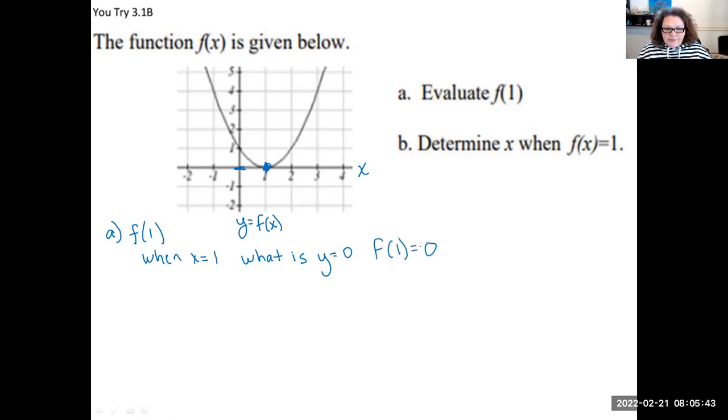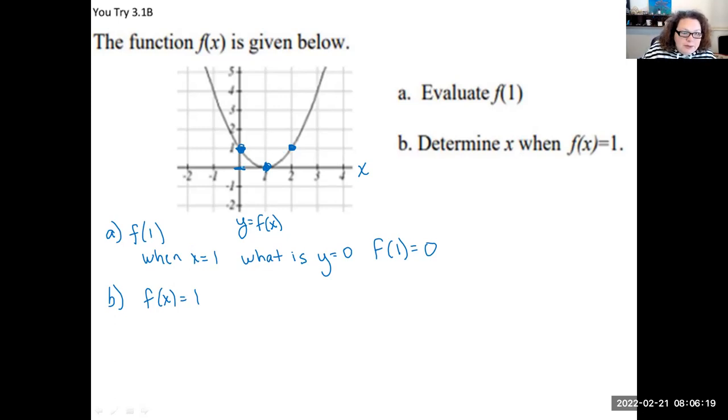Okay. The next one is B, determine x when f of x is equal to 1. Well, that's also y is equal to 1. So now I have to come up here to where my y is equal to 1 and find it on the line. Well, here's a point on the line, and here's a point on the line where y is equal to 1. Okay, so now I have to do a drop down to find out where that's hitting on my x-axis.